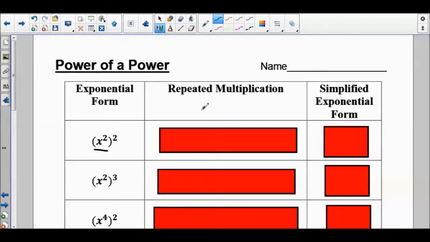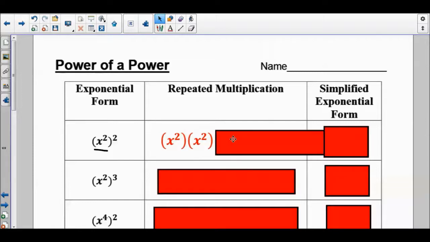Hi everyone, we're going to be talking today about how to raise an exponent to another exponent, or the power of a power rule. So our first example, we have x squared raised to the second power. What that's saying is we're going to be multiplying x squared times itself 2 times. We have x squared times x squared, because it was raised to the second power.